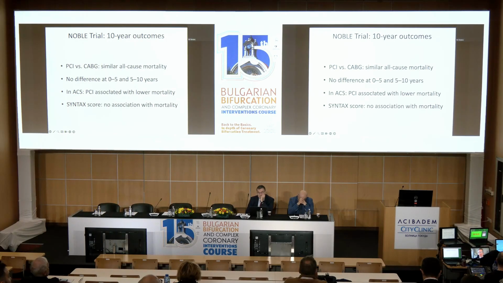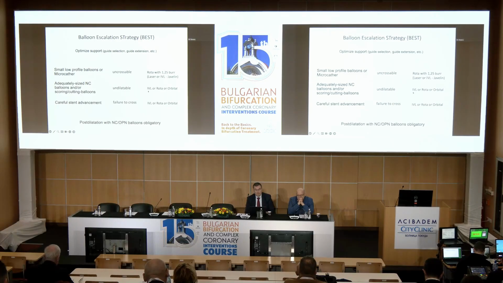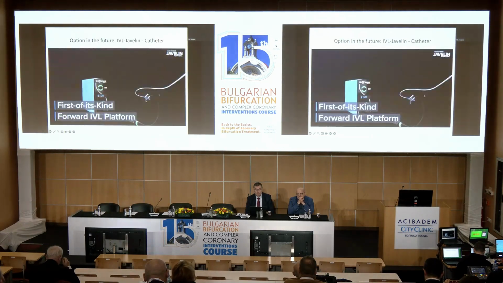Interestingly, in acute coronary syndrome patients, PCI was associated with lower mortality compared to CABG. So that's why usually we send such patients to the cath lab and not to the surgery guys. If you don't cross with a balloon or micro-catheter, you have to go with rota or laser. And this is something you should take with you. If you can't open with a balloon, then IVL, rota, orbital, or laser will be options.